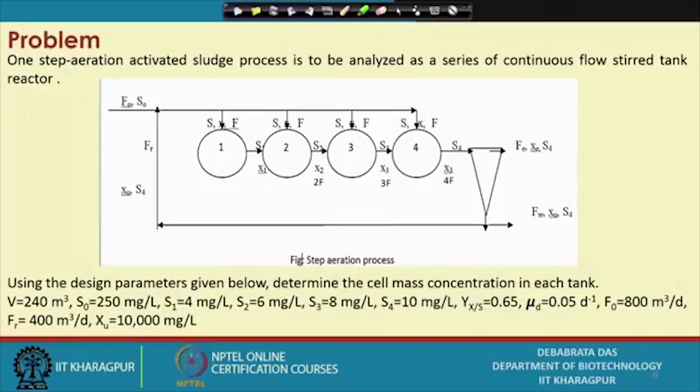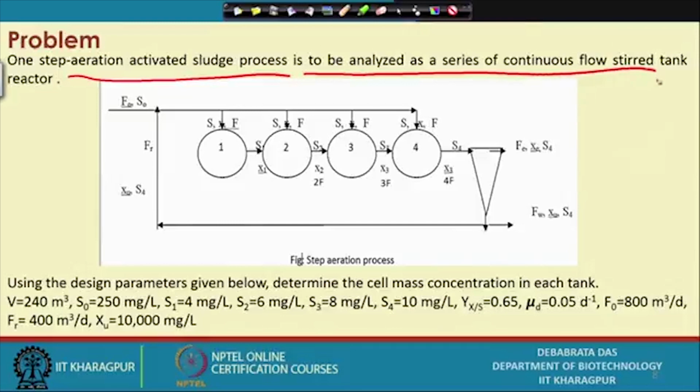Now, the second problem is also very interesting. The one step aeration activated sludge process is to be analyzed as a series of continuous flow stirred tank reactors. Now, these are the four tanks: 1, 2, 3, 4. They are the activated sludge process, continuous stirred tank reactors attached to each other in series. Then this is the clarifier, where you separate out the cells and recycle them back to the system.